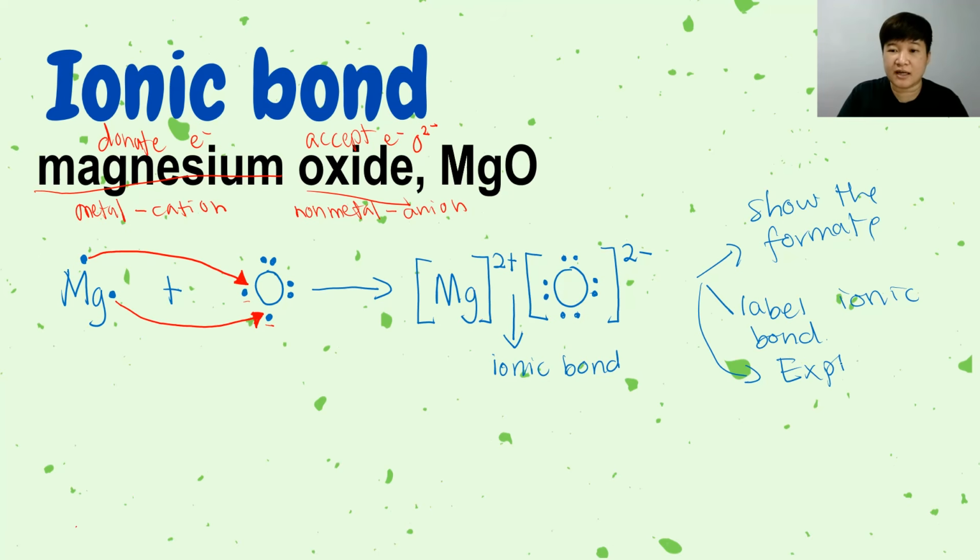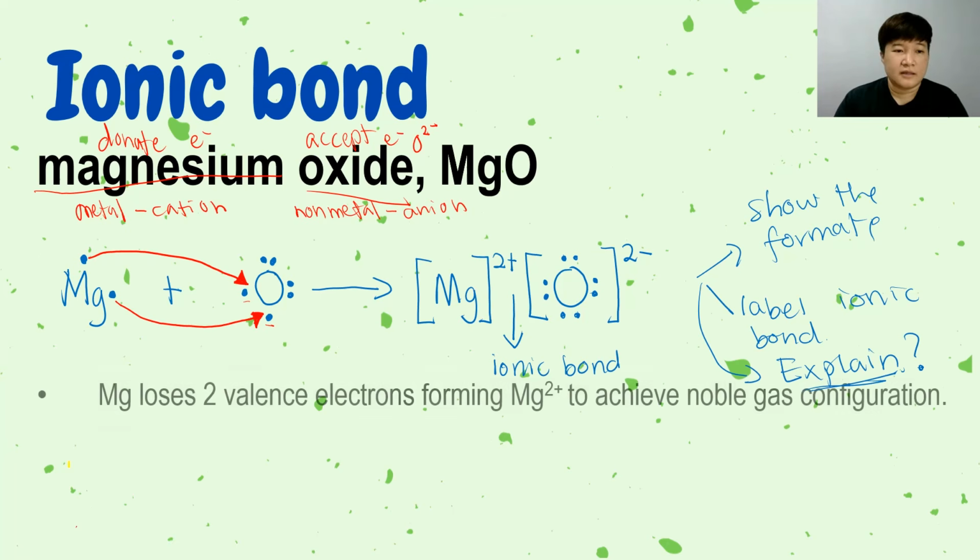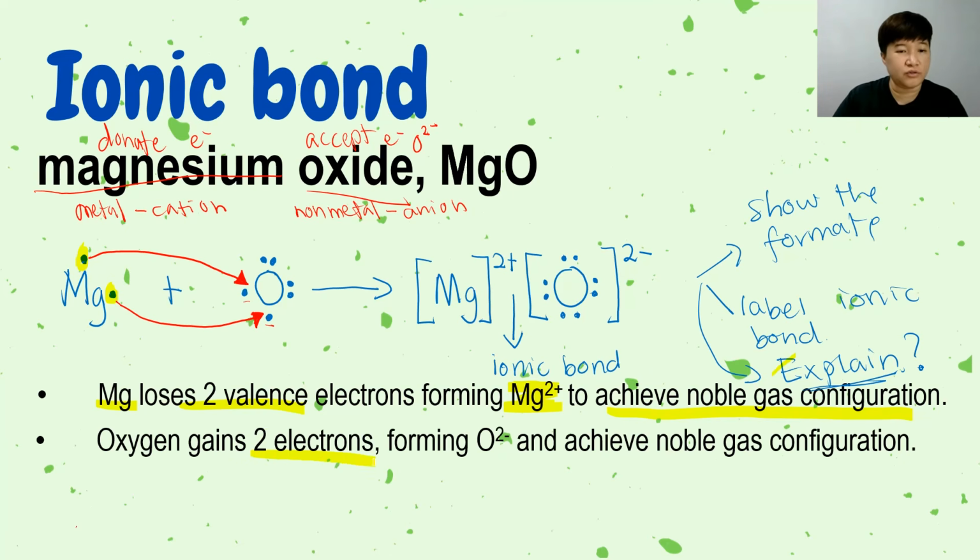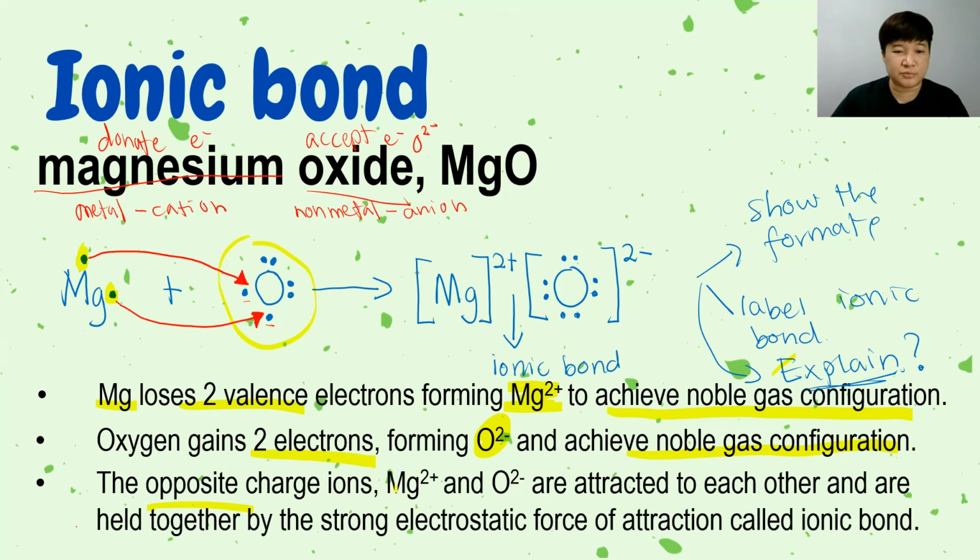If the question is asking for an explanation, what would you do? The explanation is just as simple as: magnesium loses 2 valence electrons to form Mg2+. Why? Because we want to achieve noble gas configuration. Another thing, what is happening to oxygen? Oxygen gains 2 electrons, forming O2- and achieving noble gas configuration. Last but not least, the opposite charges between the Mg2+ and the O2- are attracted to each other and held together by the strong electrostatic force of attraction that we call ionic bond.